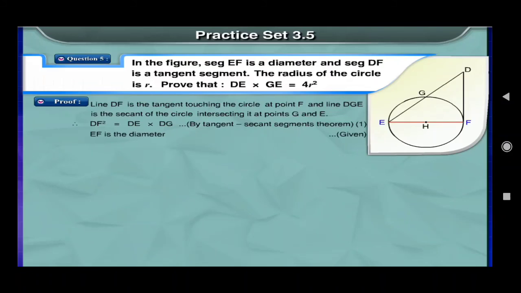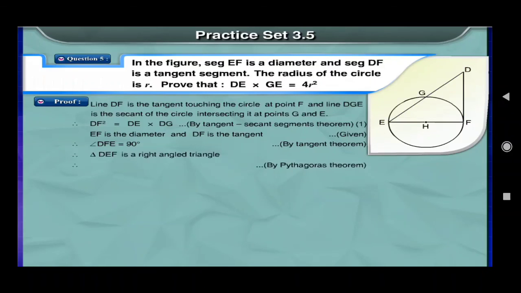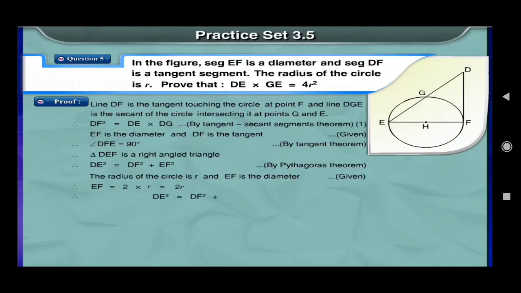Now it is given that EF is the diameter and DF is the tangent. Therefore, by tangent theorem, angle DFE is equal to 90 degrees. Therefore, triangle DEF is a right angle triangle. Therefore, by Pythagoras theorem, DE square is equal to DF square plus EF square. It is given that the radius of the circle is R and EF is the diameter. Therefore, EF is equal to 2 into R, that is equal to 2R. Therefore, DE square is equal to DF square plus 2R the whole square, which is equal to DF square plus 4R square. Therefore, DE square minus DF square is equal to 4R square.